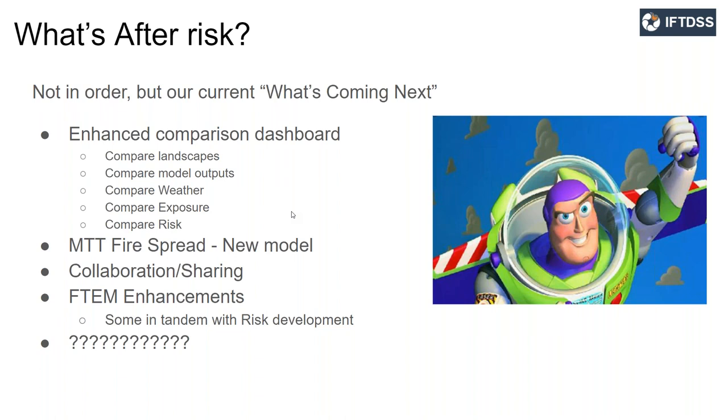We've started incorporating the MTT, minimum travel time fire spread model, within IFTDSS, and we'd like to finish that up. So we'd be adding another model to the system, which would then also have mapped outputs and reports. We've gotten asked quite frequently from users about collaboration and sharing data across different users within the system. So we will start looking at that, and we think it's going to be even more important as we start working through risk, because a lot of times you may want to share those HVRA sets or map values across different users.